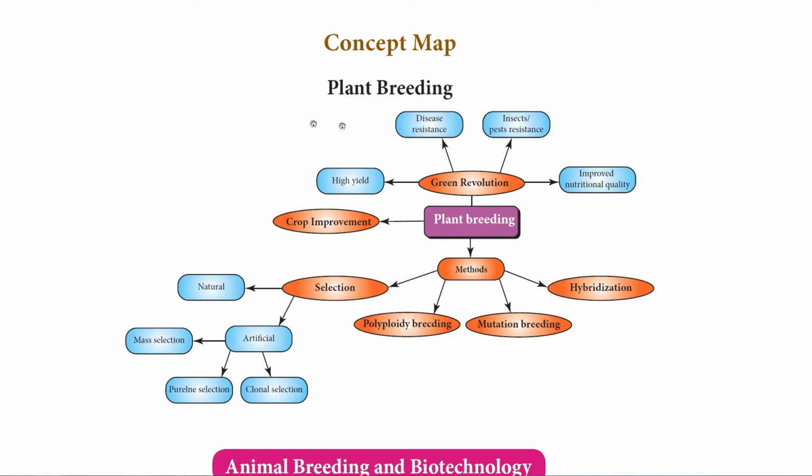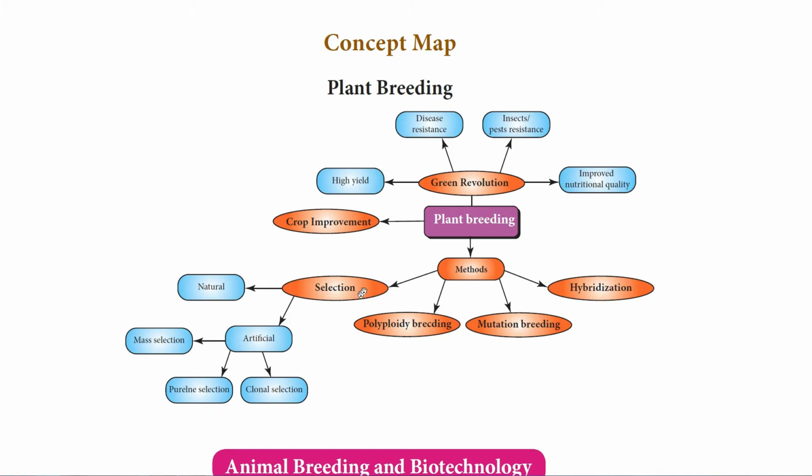Now let us recall what we have learned through this concept map. In the first segment we have learned about plant breeding. Plant breeding consists of the green revolution. The green revolution leads to high yielding plants, disease resistant plants, insect pest resistant plants, and improved nutritional quality in plants. It also deals with crop improvement. What are the methods of plant breeding? There are 4 methods: selection, polyploid breeding, mutational breeding, and hybridization.